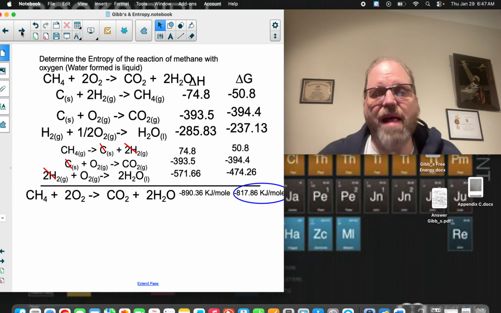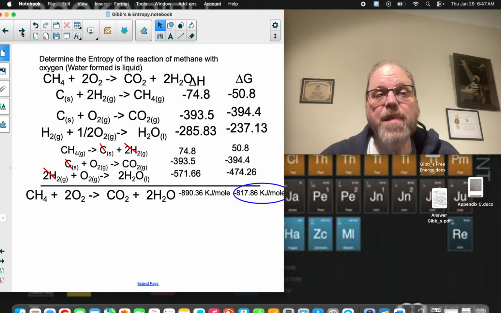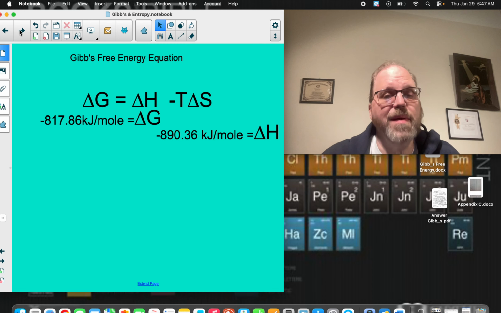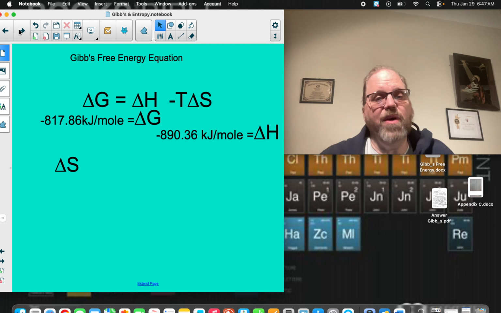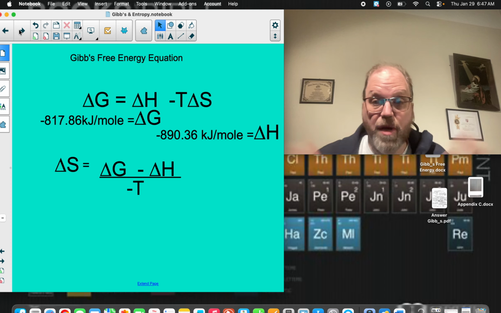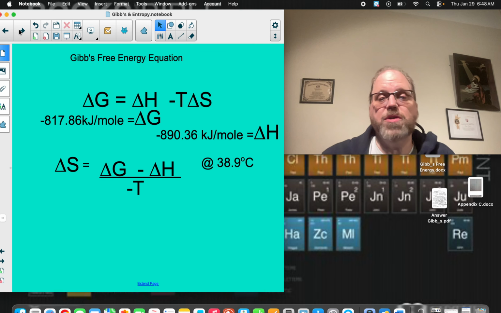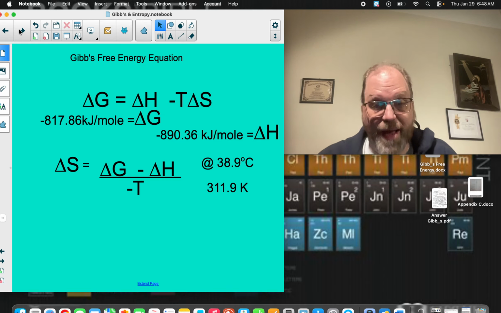So let's take a look at that last problem. If we're trying to find an equation here for that last problem we just did, take our Gibbs free energy and our enthalpy, the values we solved for. Delta S is going to be equal to delta G minus delta H, rearranged and divided by negative T. We need a temperature, so we're going to say the temperature is 38.9 degrees Celsius. We need that in Kelvin, so it's 311.9 Kelvin.